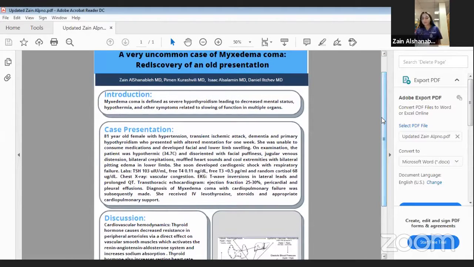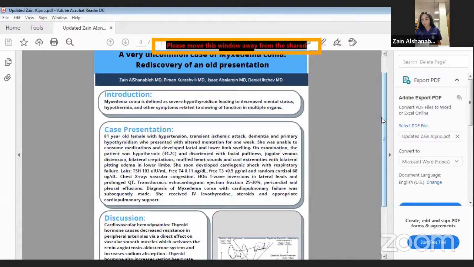So hi everyone, my name is Zainal Shinabli. I'm gonna talk about a case of myxedema coma. Here I have an 81-year-old female with past medical history of primary hypothyroidism who presented with a 1-week history of altered mentation. During that week, she was unable to consume her medications. On physical exam, when she came in, she was hypothermic with a temperature of 34.7, and she was disoriented, along with signs of congestive heart failure.